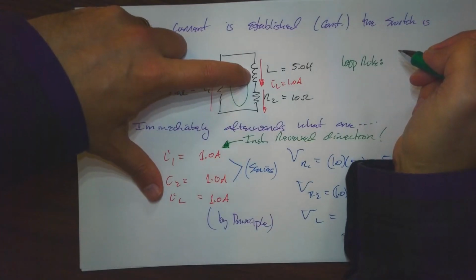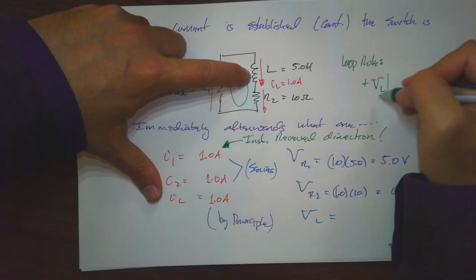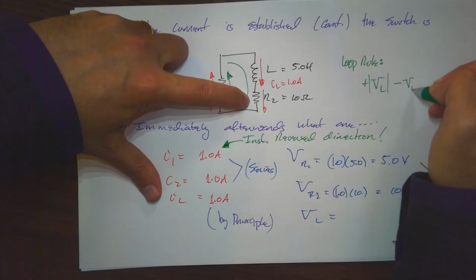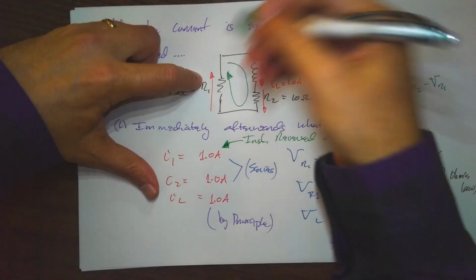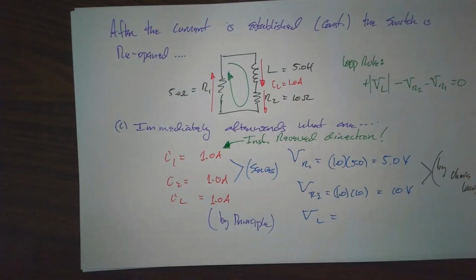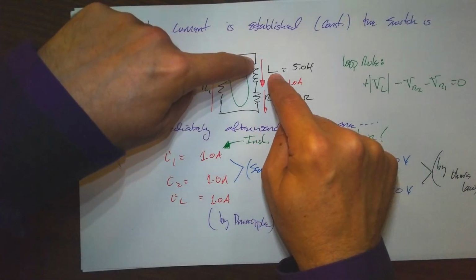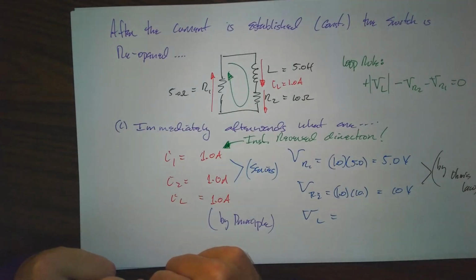Energy is going to be supplied by the inductor. So I'm going to write this as plus voltage on the inductor. Minus, energy is being removed by the resistor because it gets hot. Voltage across resistor 2, voltage across resistor 1, because we're looping in the direction of the currents, equals 0. So the removal of the energy by the resistors has to be equal to the energy being supplied by the inductor. What's the voltage? 15. More than the battery.